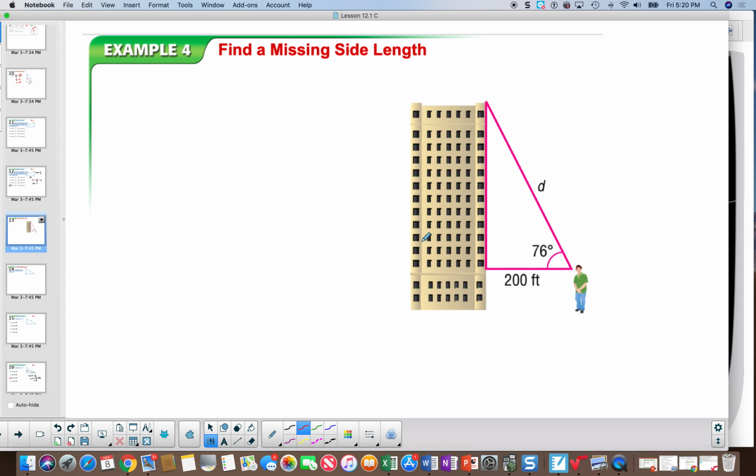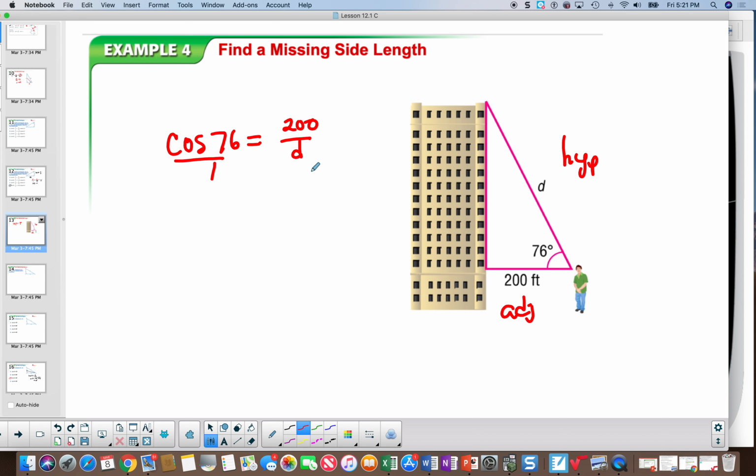All right, let's go ahead and take a look at finding the missing side. We have this angle, we have an adjacent, and we have a hypotenuse. So when we think about SOHCAHTOA, this sounds like a cosine. Cosine of 76 degrees is equal to 200 over d.